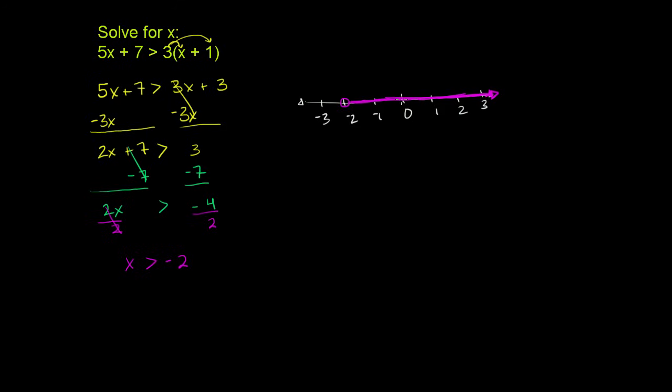So 0 should work. It is greater than negative 2. It's right over here. So let's verify that. 5 times 0 plus 7 should be greater than 3 times 0 plus 1. So this is 7, because this is just a 0. 7 should be greater than 3, right? 3 times 1. So 7 should be greater than 3, and it definitely is.